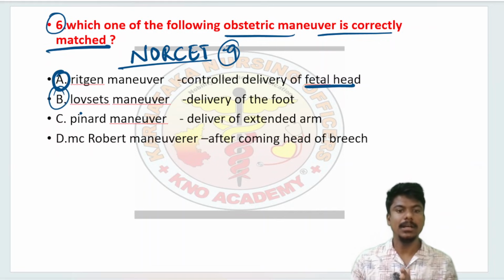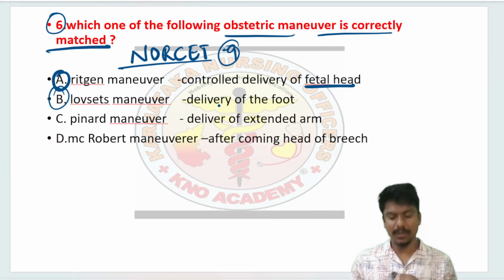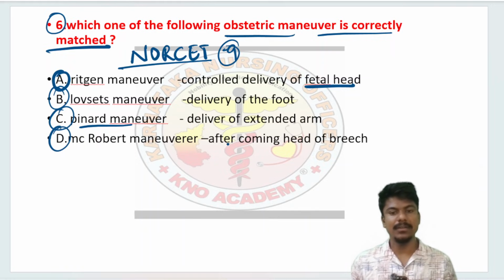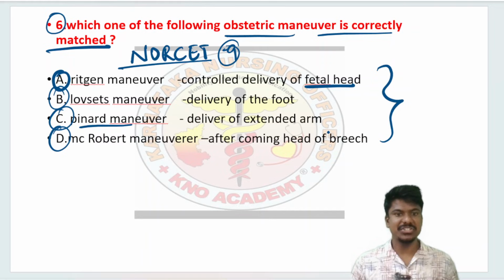Option B is the Løvset maneuver, where they do delivery of the foot. Option C is Pinard maneuver, delivery of the extended arm. Option D is the McRoberts maneuver, after coming head of the breech delivery. All of these options are there. Try to put your answer in the comment section.